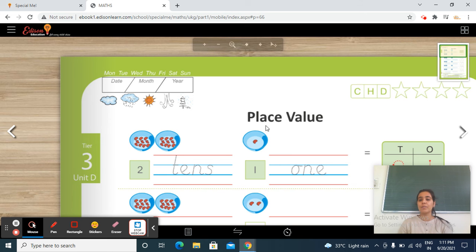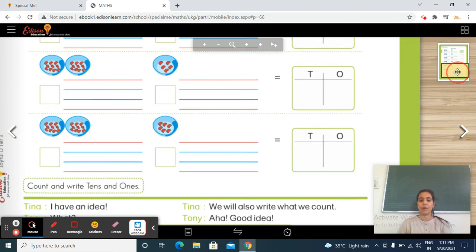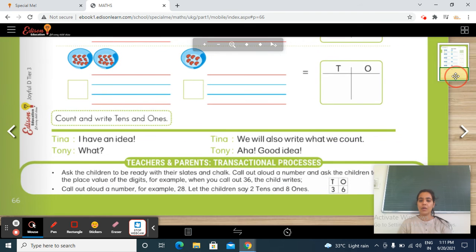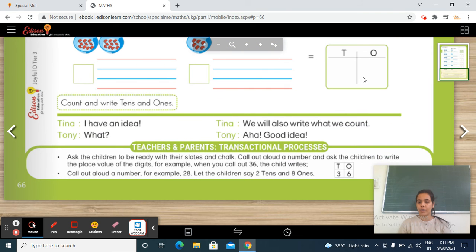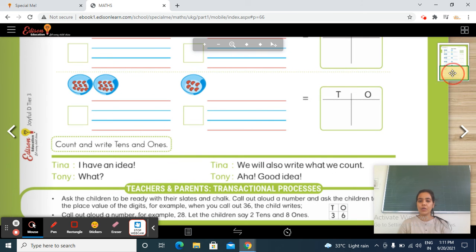So the caption is place value. We are doing the same concept, but with different worksheets. So firstly, we will come down and see how we have to cover this worksheet, right? So what is written over here? Count and write tens and ones. So there are beads given to you. You have to count it first and you have to write tens and ones at the given places.